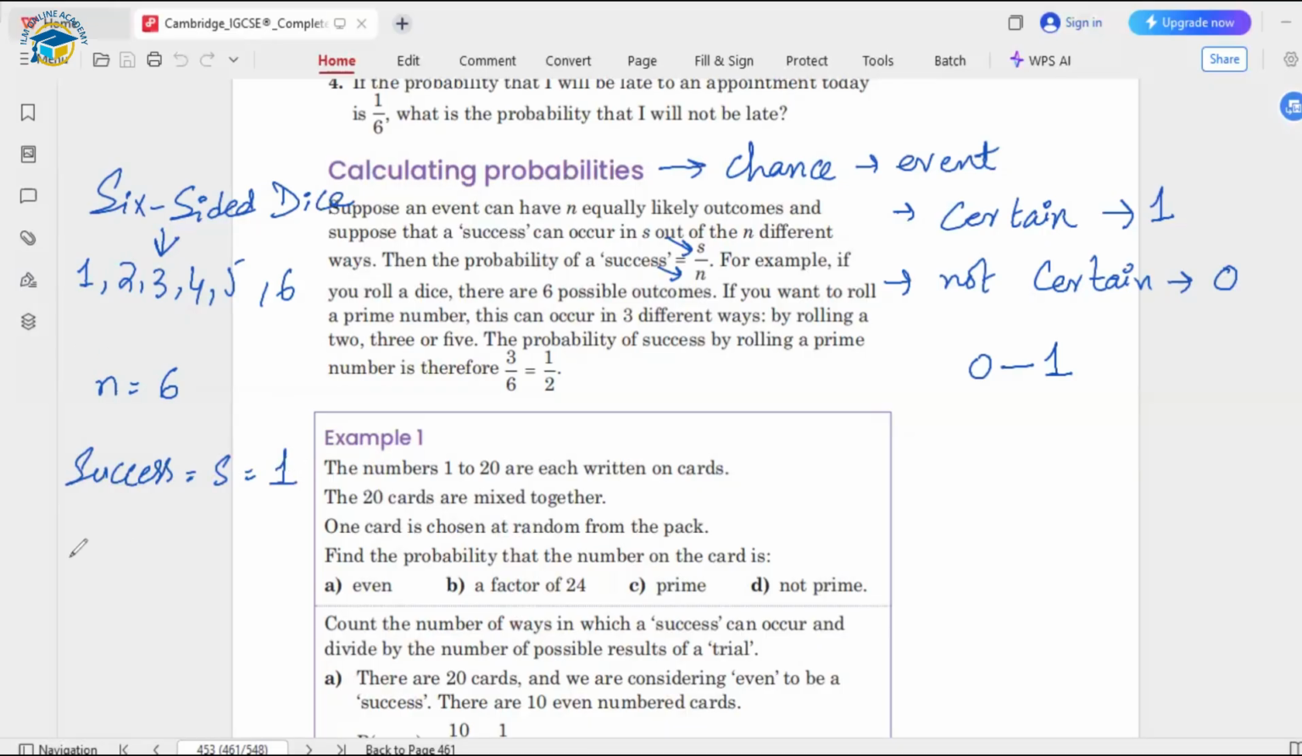So if I find the probability of getting 3, it will be 1 over 6. 6 is the total number of possibilities, or you can say the total 6 trials, and we have only one success. That's why 1 over 6 will be your probability. So the probability of success is S over N, where N is your total equally likely outcomes and S represents your successes. Accordingly, we are going to start the exercise next.